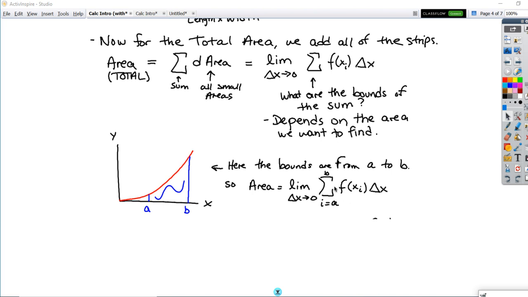Okay? So this is saying that we're going to make strips of rectangles, which are only rectangles once we let delta x get closer and closer to 0. And we're going to sum all of them up from the left bound of a to the right bound of b, and we're going to sum up all those areas. Easier said than done.